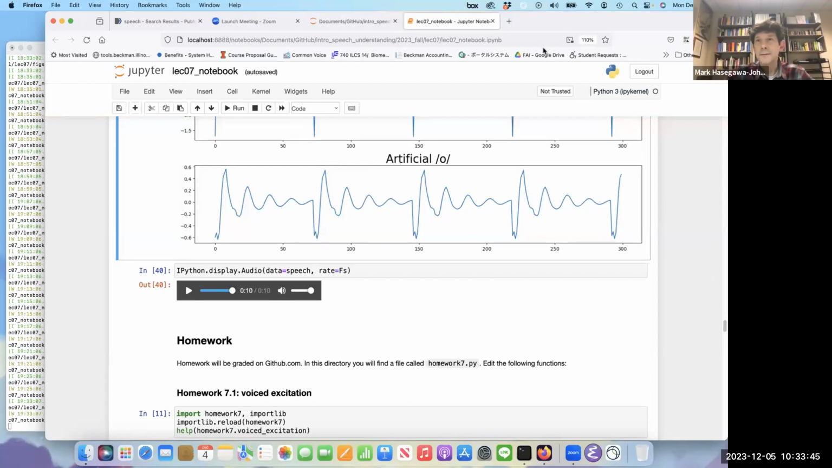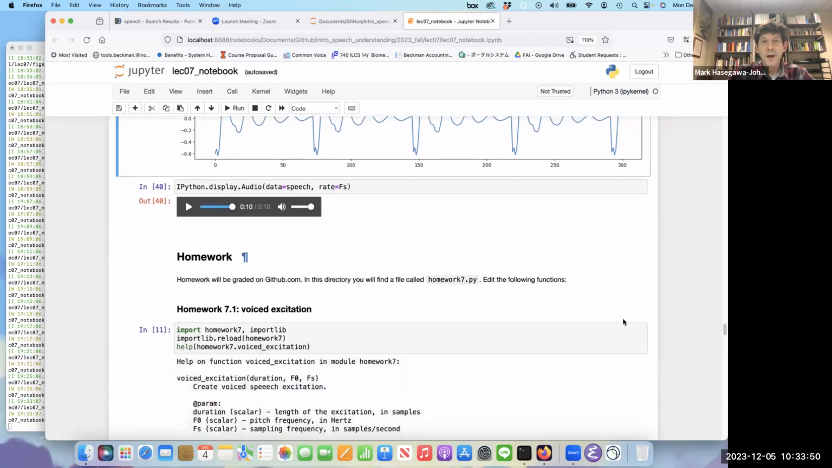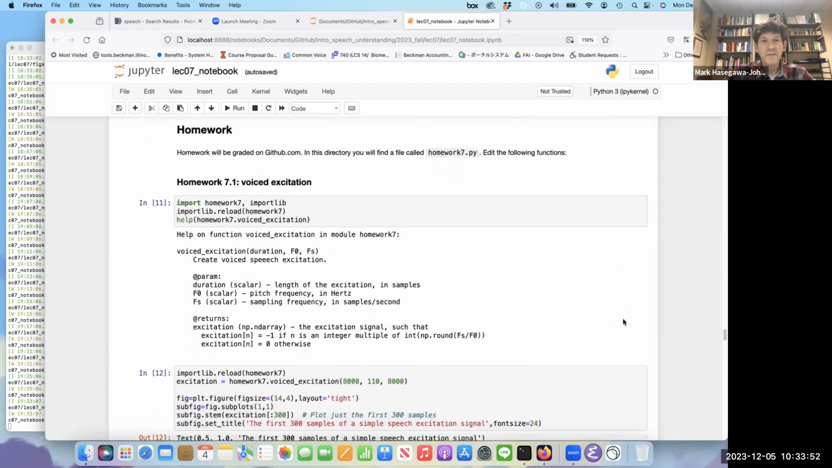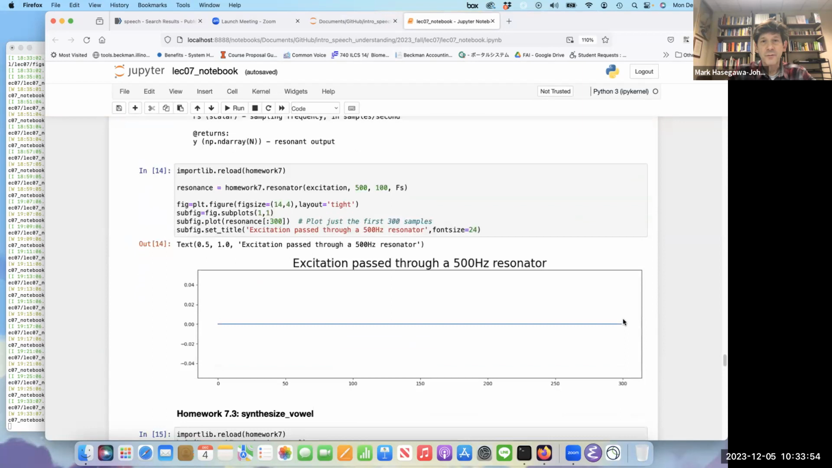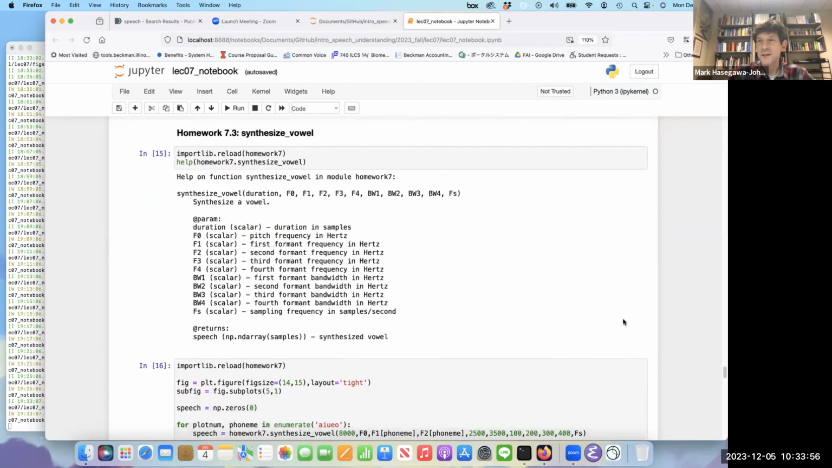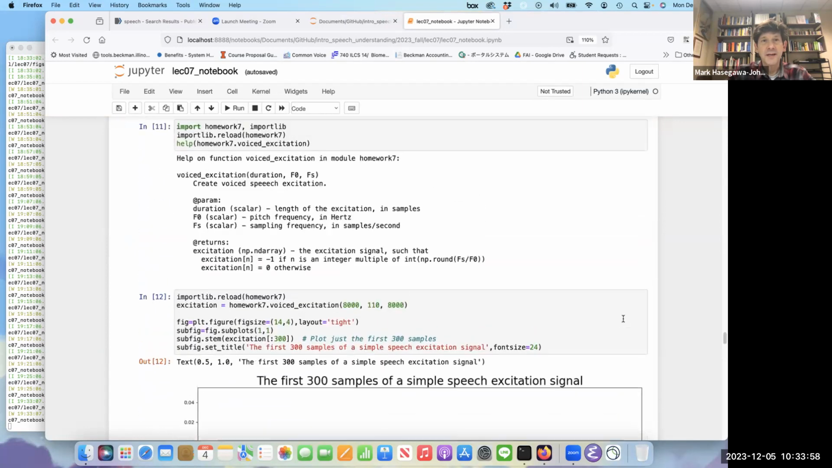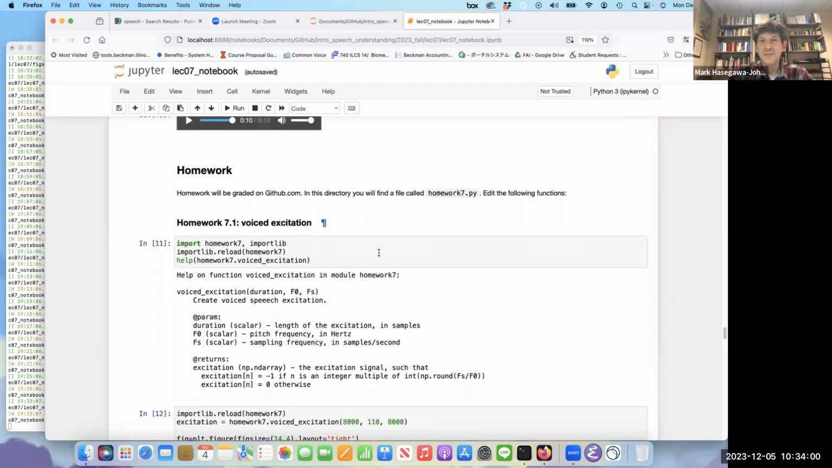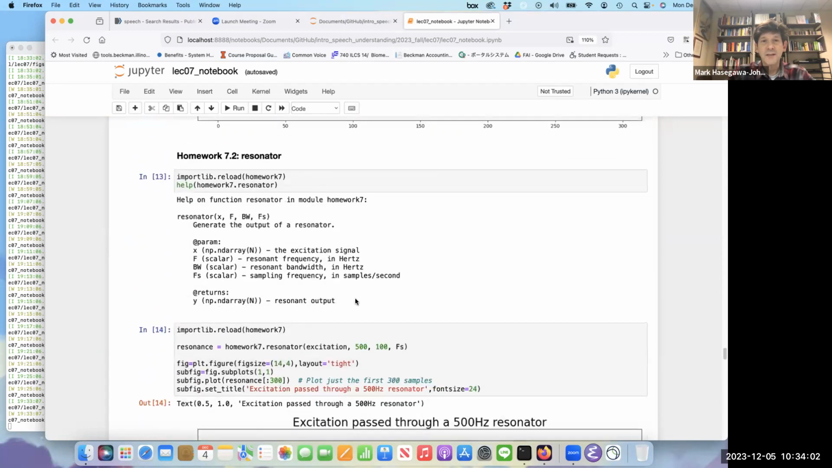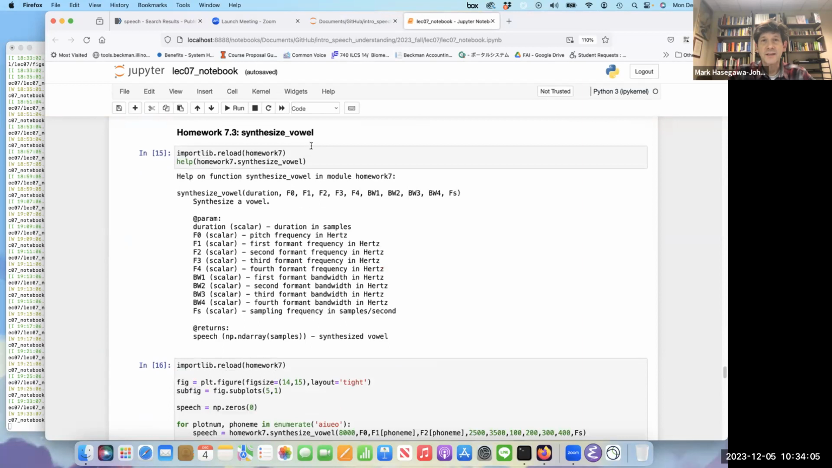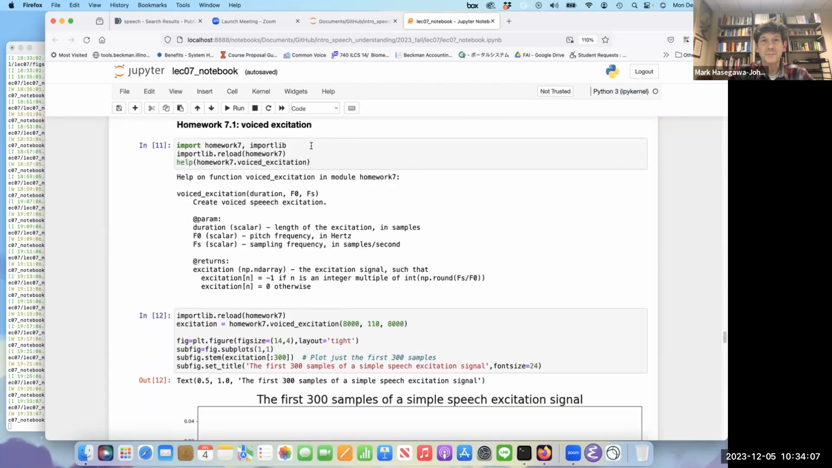Okay, thank you. Let me just add meeting controls. Okay, so for the homework, we have actually 3 sections for the 3 parts of the lecture. The 3 sections are the voiced excitation from part 1 of the lecture, resonator from the second part of the lecture, and synthesized vowel from the third part of the lecture.